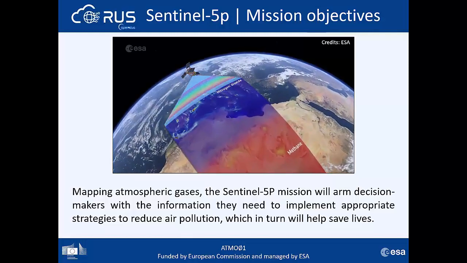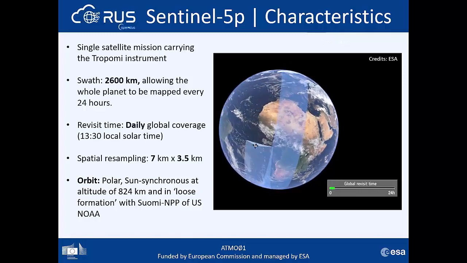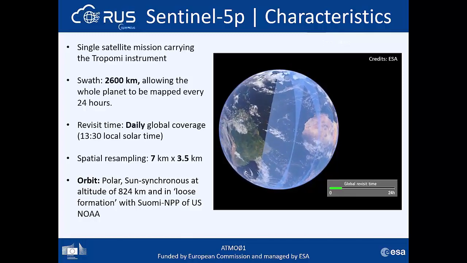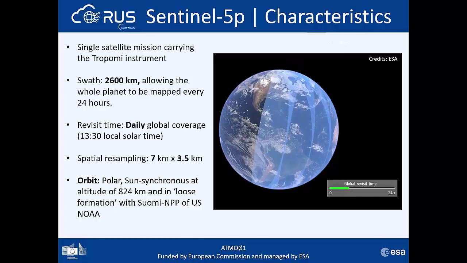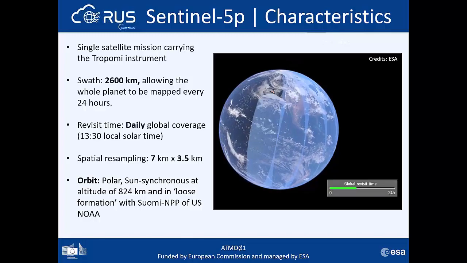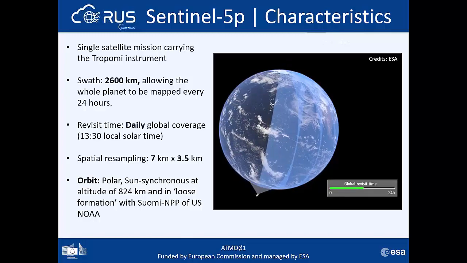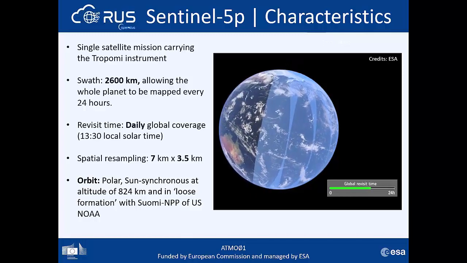So let's now focus on the characteristics of the satellite. On this occasion, we have a single satellite mission. If you compare this to Sentinel-1 and Sentinel-2 or 3, which are dual satellite missions, in this case we only have one satellite for the Sentinel-5P mission, with a swath of 2,600 kilometers. It has a daily revisit time and a spatial resolution of 7 by 3.5 kilometers.